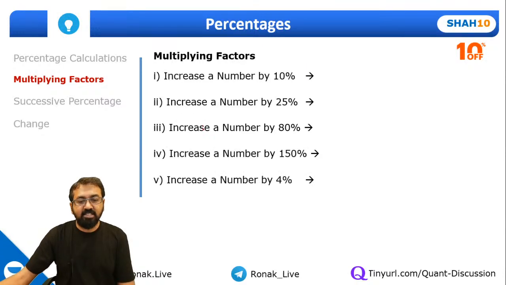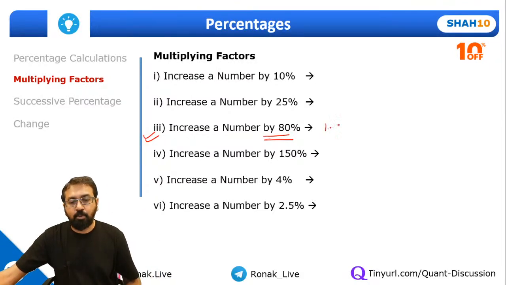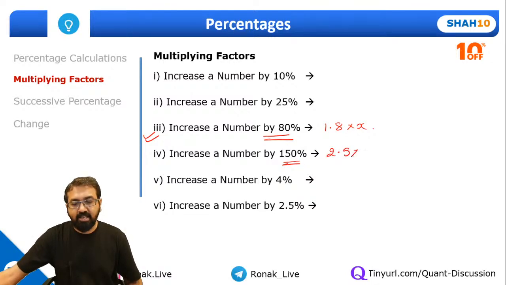Same way we had discussed this multiplying factor also. For example, increase a number by 80%. So 100 plus 80, it's 180. So multiply by 1.8, and so on and so forth. Increase a number by 150%, so it will be 2.5x. So I'm sure all of you are clear with this.